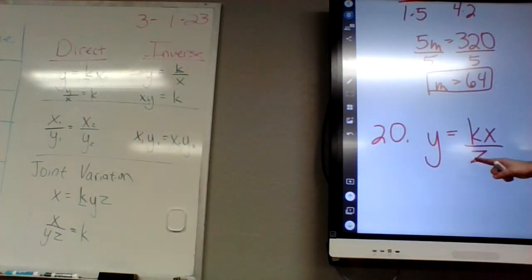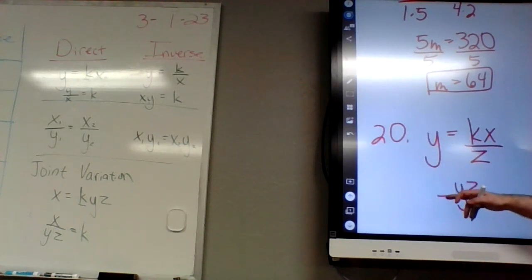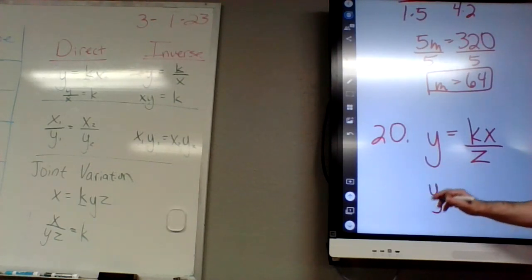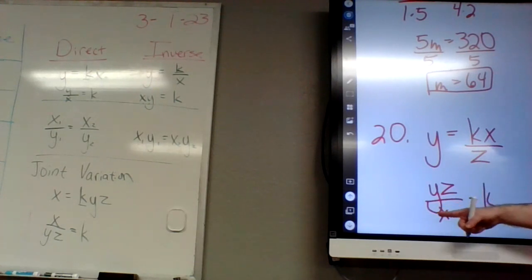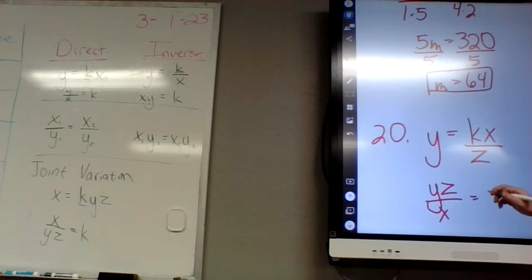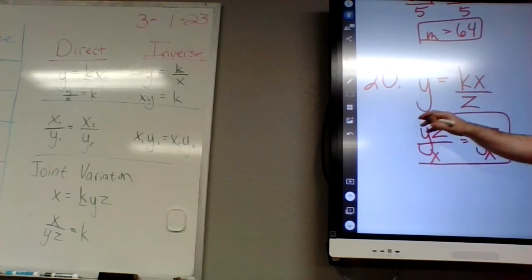I guess if I solve this for k, times by the z and divide by the x, then that would equal k. So you can kind of use this as your formula. yz over x should equal yz over x, because they should all equal the same constant, so they should equal each other. So this is how you set 20 up. It's kind of like 19.